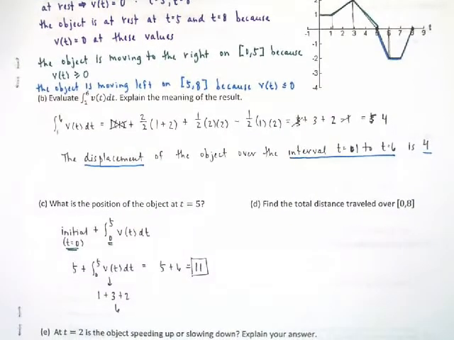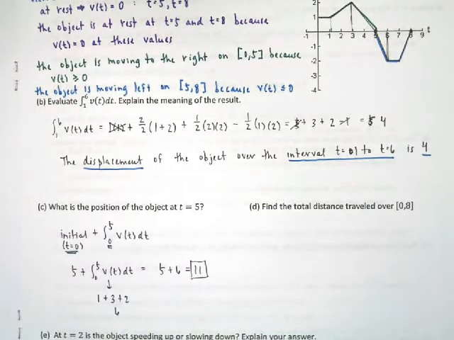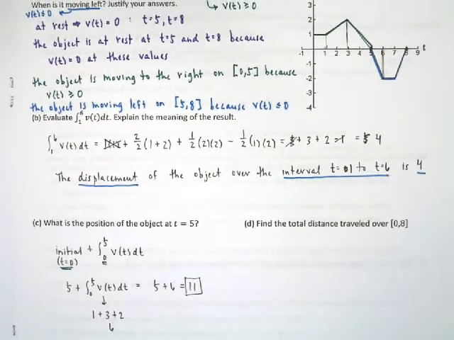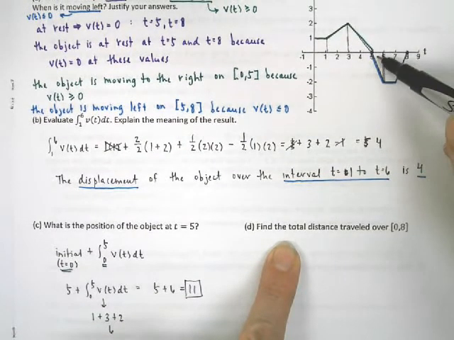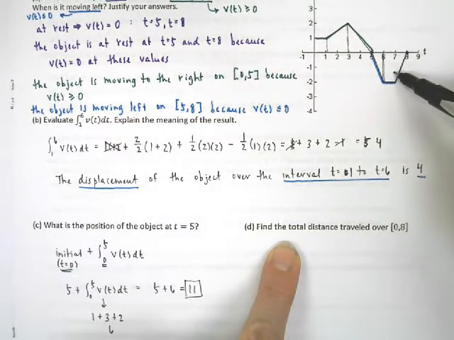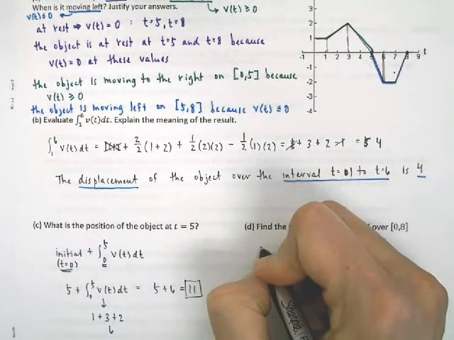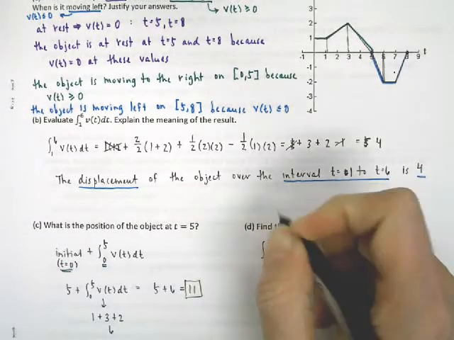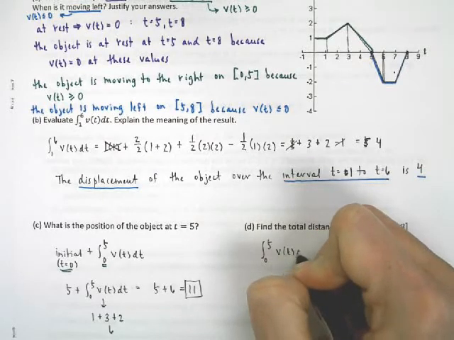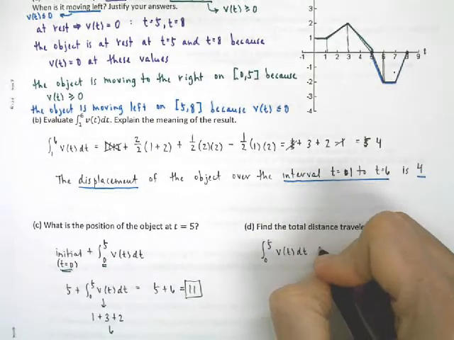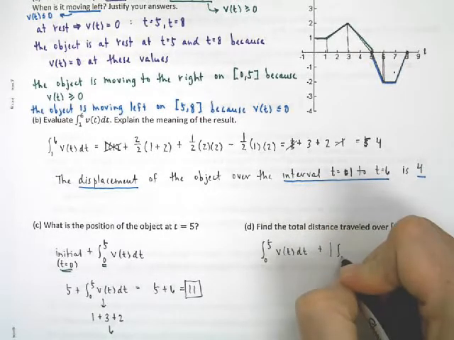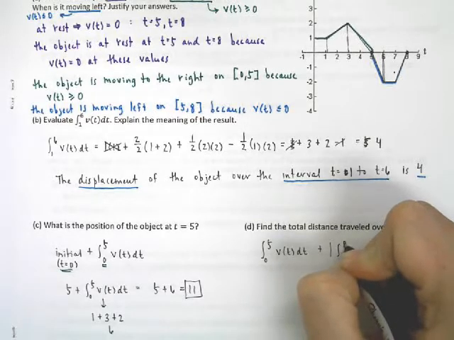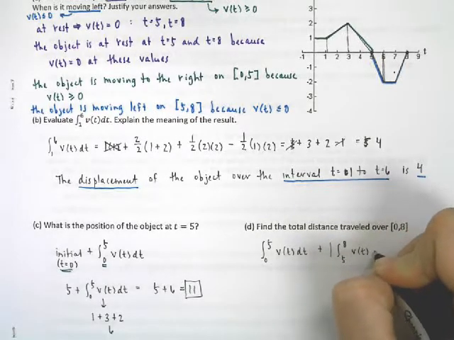Now I want the total distance traveled from 0 to 8. So now what we need to remember is that if I want the total distance traveled, I need to take the absolute value of this area, right? So now instead of subtracting it, I'm going to add it. So essentially what we're doing is we're taking the integral from 0 to 5 of v of t dt, and then we're adding the absolute value of the integral from 5 to 8 of v of t dt.